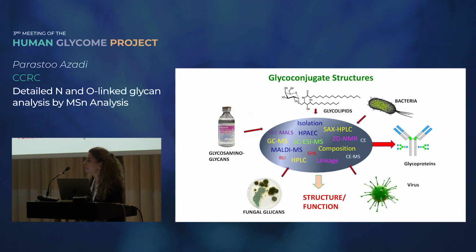So my lab does structural characterization of glycoconjugates as a whole. So we can start with glycosaminoglycans, we start with tissues or cells, we do structural characterization of glycosaminoglycans using mass spec and NMR. We do extensive amount of glycolipid analysis, a lot of bacterial polysaccharide work, lipopolysaccharide, capsular polysaccharide, and EPS polysaccharides. We do a lot of glycoprotein work from cells or tissues, viruses, including the SARS-CoV-2, a lot of fungal glucan work, and basically we have a bag of tools that we use depending on what is needed.